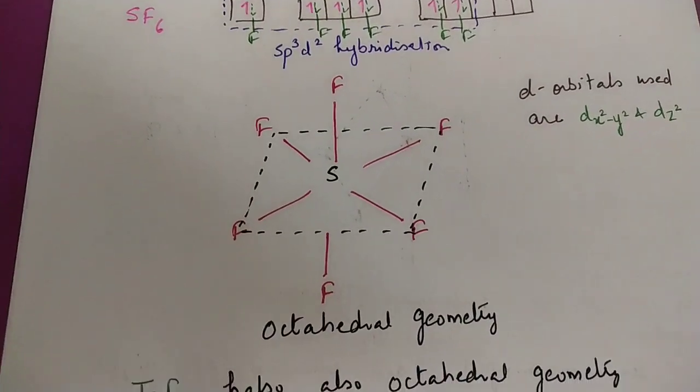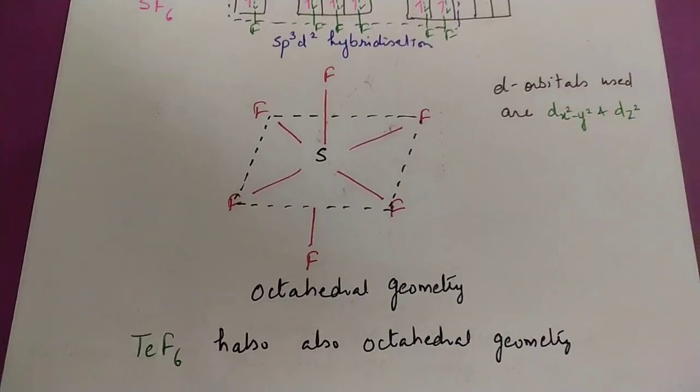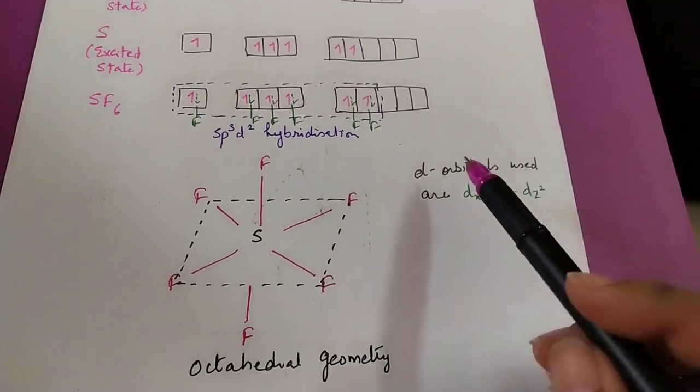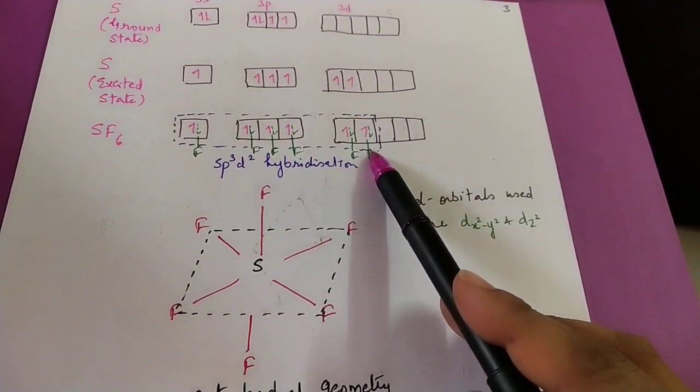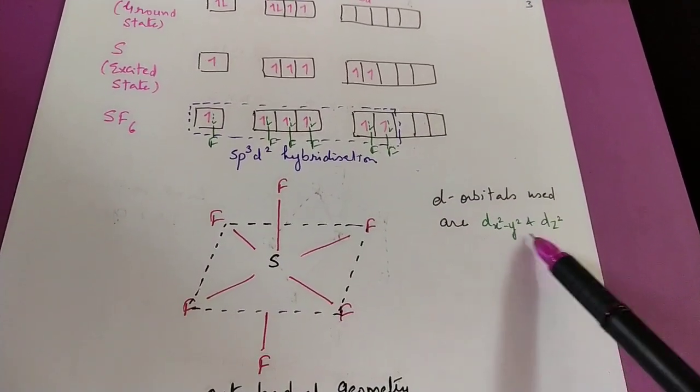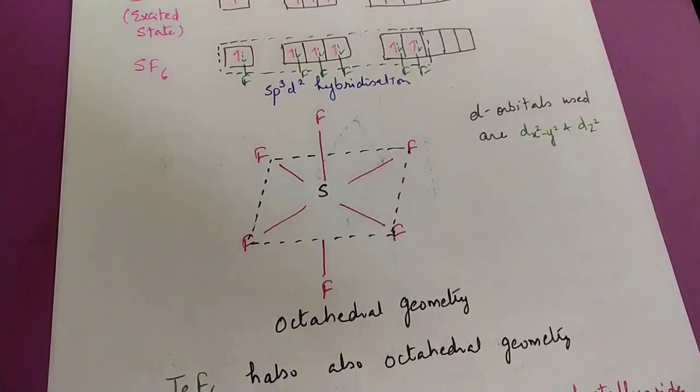Another molecule which gives such a geometry is tellurium hexafluoride. It also has octahedral geometry. Here there are 2 d orbitals involved in hybridization, and these are dx square minus y square and dz square.